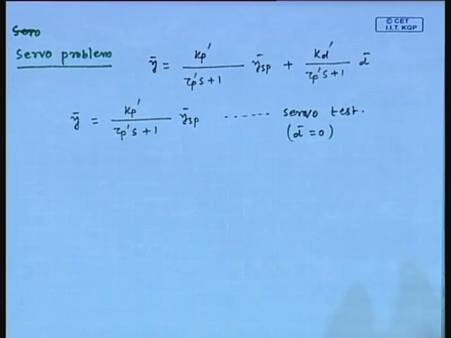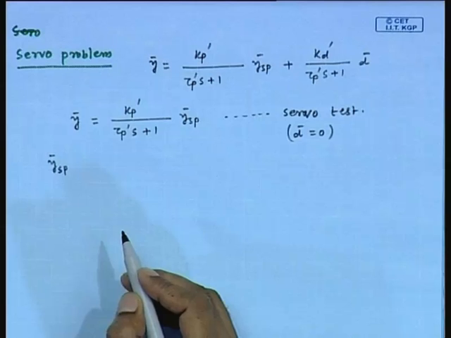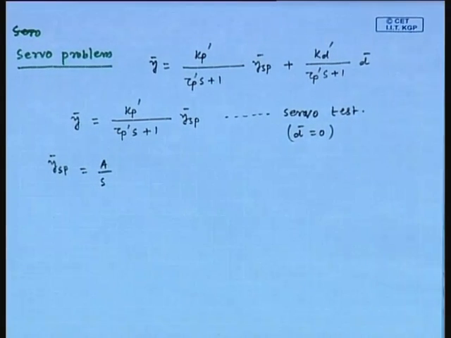Now, we will introduce a step change in the set point value, and we will observe the transient behavior of the first order process under P only control. We will consider a step change in the set point value with the magnitude of A, and we will observe the transient behavior of the closed loop process.